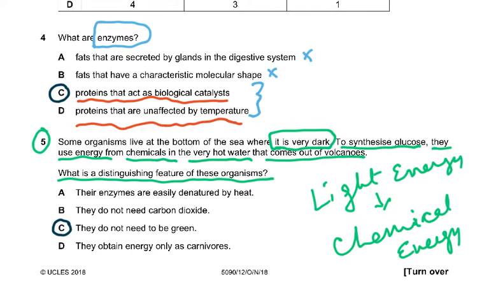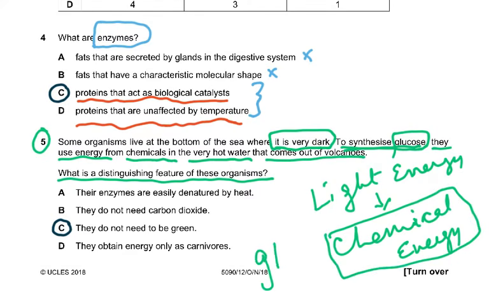But they told you that to synthesize glucose, here also the chemical energy in this case is glucose, but they use energy from chemicals. So basically it is not light energy to chemical energy, it is chemical energy to chemical energy. So chemical energy is being converted to glucose, and glucose is of course another example of chemical energy.